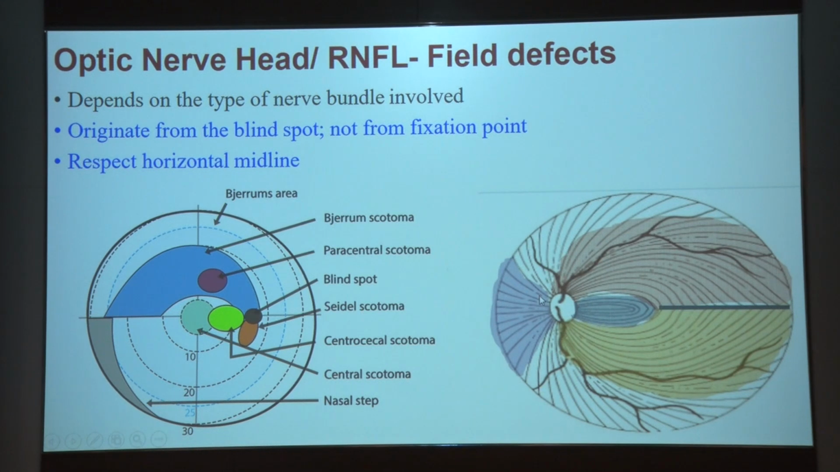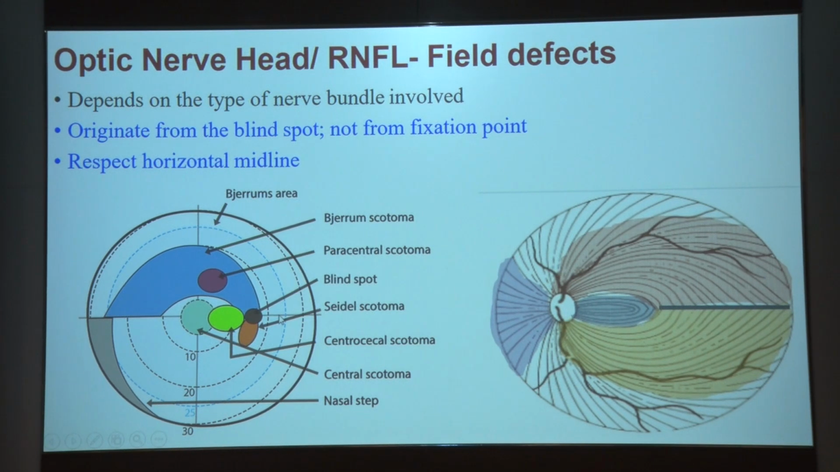Now, coming to the field defects. What type of field defects will you get if the RNFL or optic nerve head is involved? Well, it depends on the type of nerve fiber bundle which is affected. But what is characteristic is that these defects will originate from the blind spot and not from the central fixation, and also they will respect the horizontal midline, okay?